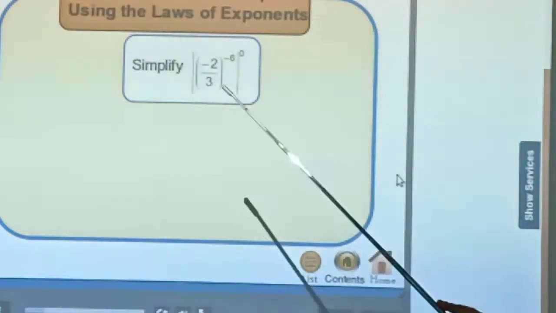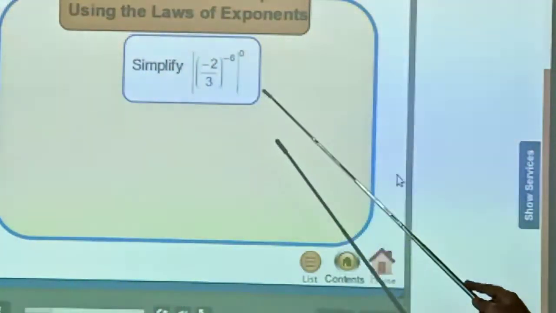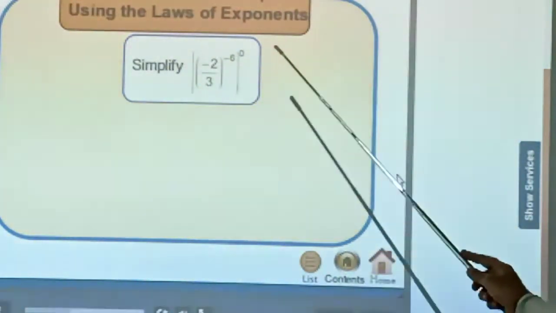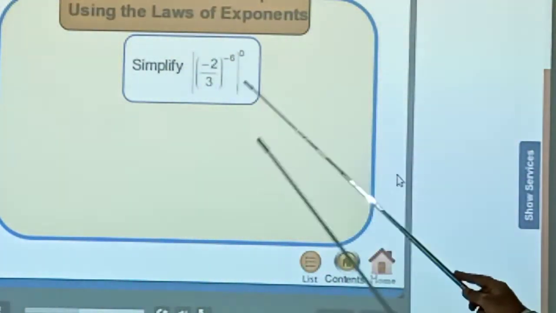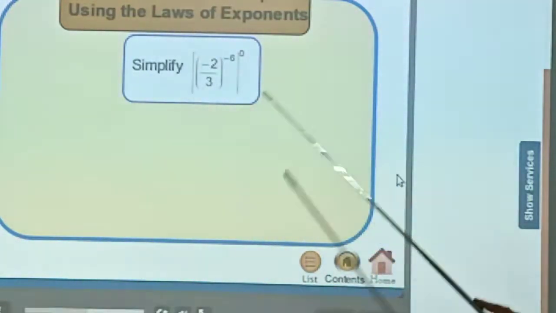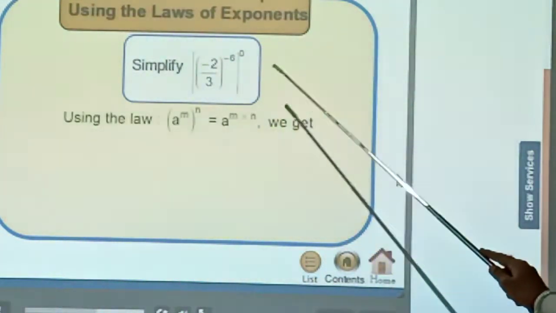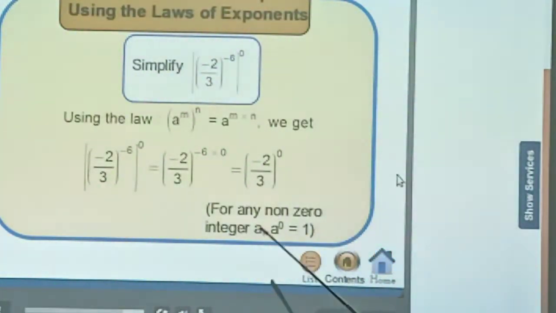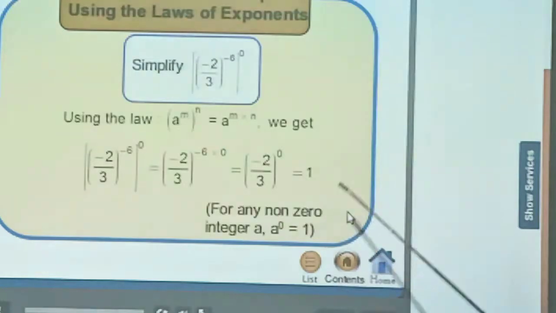Here there is a question for you. Simplify minus 2 upon 3 power minus 6, and again one more successive power 0, and both powers will get multiplied. When you multiply minus 6 and 0, you will get 0 and its value ultimately will be 1. For any non-zero integer a, a raised to the power 0 is 1, so its value is 1.